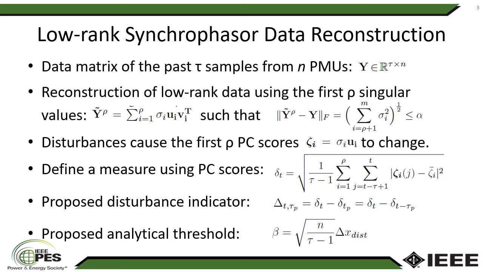When a disturbance happens, the first PC scores change drastically. We use this fact to define a measure called delta t as the norm of the standard deviations of the first rho PC scores. Then we propose a disturbance indicator called delta t tau p that compares the norm of the standard deviation of the current instant with a moment in the past. If the difference is large, we can conclude that there has been a large change in the signals. Then to distinguish disturbances, we propose a threshold beta using delta x, which is the average abrupt change we consider as disturbance and wish to detect.